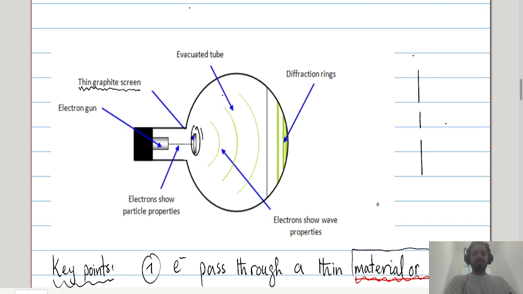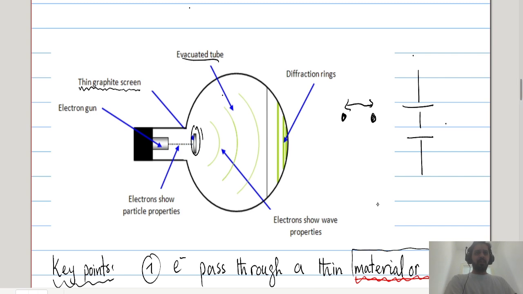We use a graphite crystal as our diffraction grating because the electrons are so tiny they will pass straight through the double slit experiment or diffraction grating. So we need very tiny gaps which are provided by, for example, the crystal lattice of graphite crystal. So the electrons will diffract from the spaces between atoms of graphite.